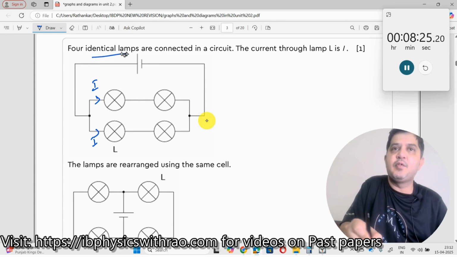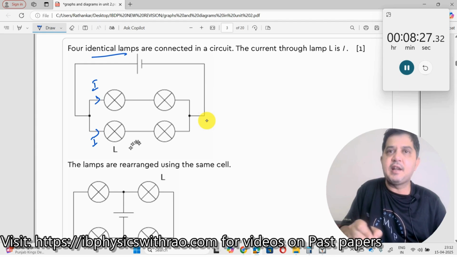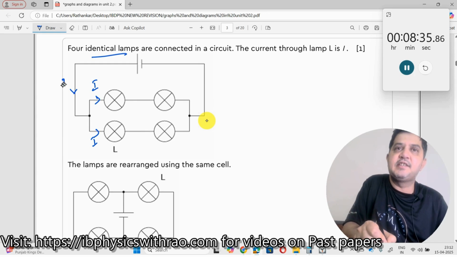Here it says four identical lamps. When you say four identical lamps, all of these are identical. So similar to this, you also have this. So this current should also be I. Which means immediately you can say that this current should be 2I.